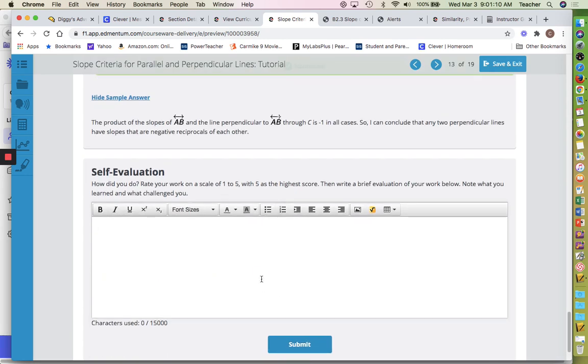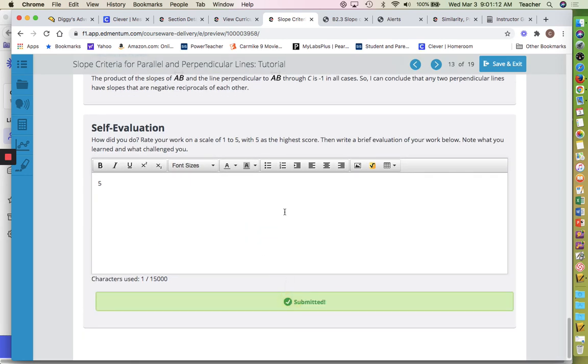All right, so we're going to do my self-eval. So that's your takeaway from that. Parallel, same slope. Perpendicular, opposite reciprocal slopes. All right, I'll catch you in the next lesson.